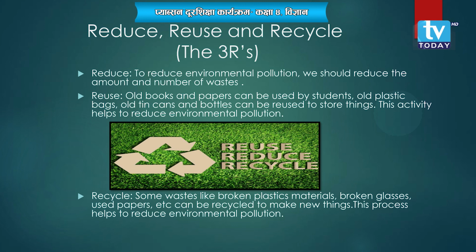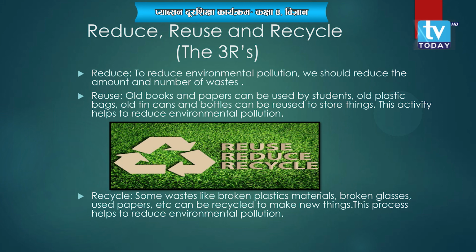Reuse. Old books and papers can be used by students. Old plastic bags, tin cans can be used to store things, which helps to reduce pollution. As we told, reuse means to use the same things again. The books that are used by one person can be reused by the next one. And similarly, plastic bags and bottle cans can be used to store other things, and that is how we can reduce environmental pollution and lead a healthy life as well.